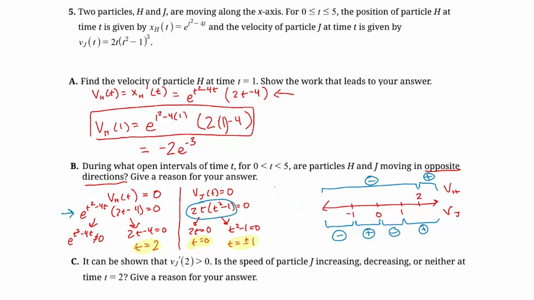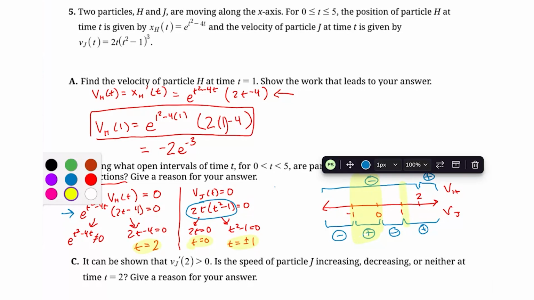And so in order for them to be moving in opposite directions, they need to have opposite signs. So I'm just going to look up and down my number line and see where those opposite signs occur. For instance, they're opposite in between -1 and 0. Between -1 and 0, the velocity of h is negative and the velocity of j is positive. And then they're also opposite between 1 and 2.